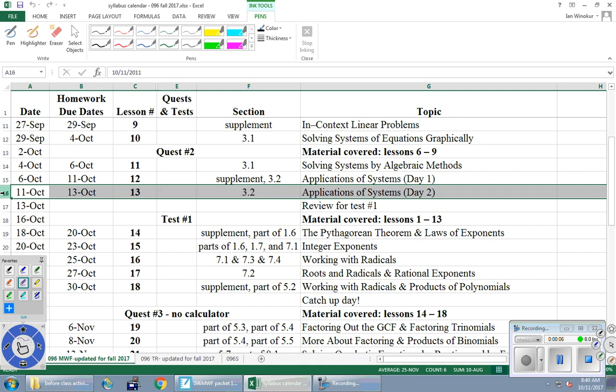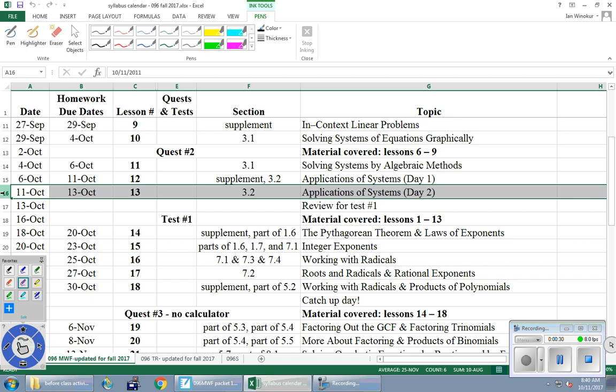Today we are right here, class number 13, lucky number 13. This is day 2 of applications of systems. If you recall, last class, which was a while ago now because of the Monday holiday, we did a bunch of word problems like chocolate bars and sweaters, and we made tables and we created 2 equations in 2 variables, and then we used either substitution or elimination to solve those equations.